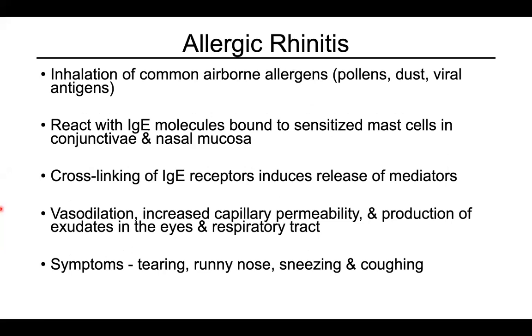So for the different manifestations, allergic rhinitis is usually caused by inhalation of common airborne allergens, but I mentioned that food allergens can also cause allergic rhinitis. Okay. The mechanism of inflammation is the same. As long as you remember your type 1 hypersensitivity response, your sensitization and your effector phase, and then release of the mediators. Symptoms will include tearing from the eyes, runny nose, sneezing, and coughing, okay?